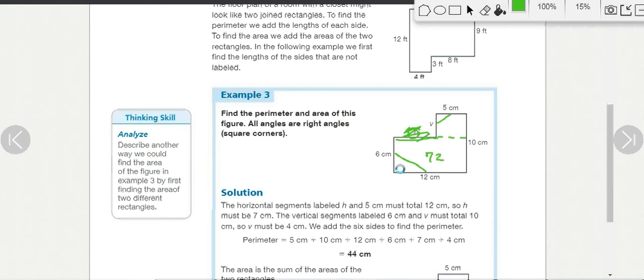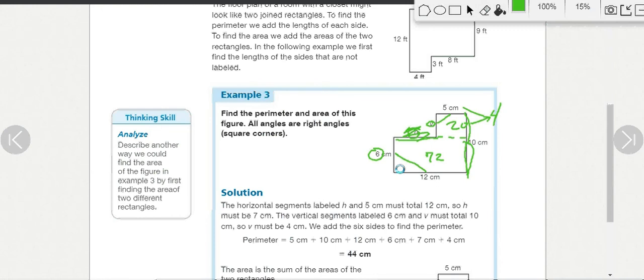Any idea how I could find v? This is a little bit trickier. It's good we're doing it. v could be found by taking this whole length, which is 10, and subtracting the known part, which is 6 right here. This is 6. So this part is 4. So v is 4. 20, add it all up, 92.